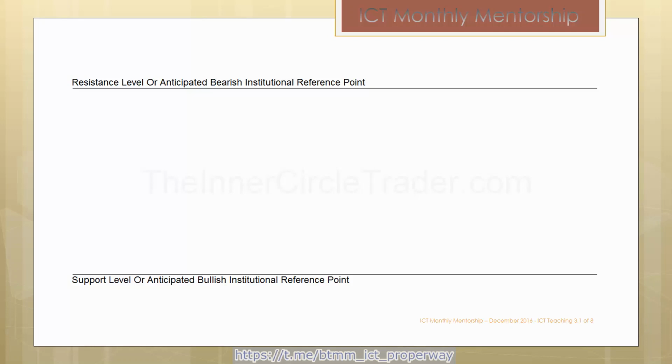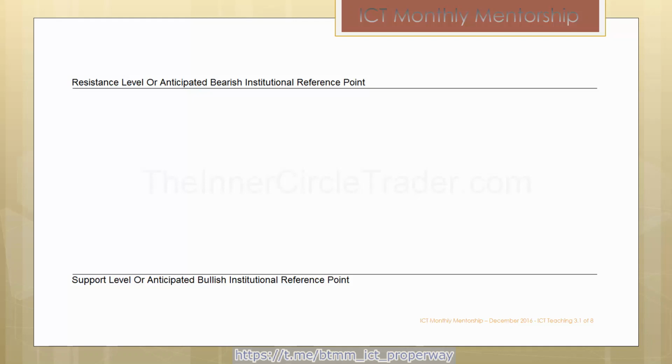Okay, when we look at mitigation blocks, what we're looking for is a condition in the marketplace where the market has given clear indications that it wants to break down or move higher in a step ladder formation. In other words, like selling rallies or buying declines. Buying declines in bullish markets and selling rallies in a bear market.